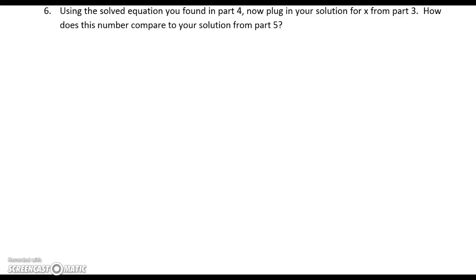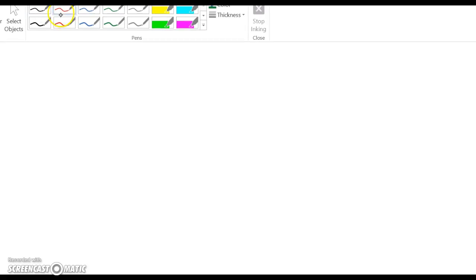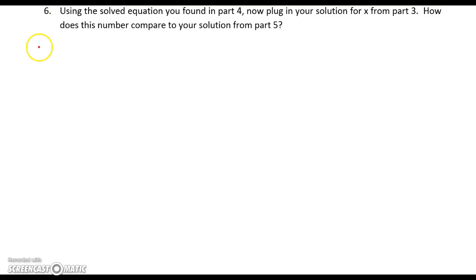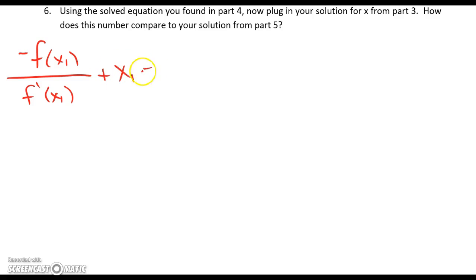In question 6, you need to use this solved equation you found in part 4, plugging in the solution from part 3 to see if you got the same answer as part 5. Since that's a lot of parts to remember what we were doing, let me write them down for you. In part 4, we found the equation negative f of x1 divided by f prime of x1 plus x1 equals x.